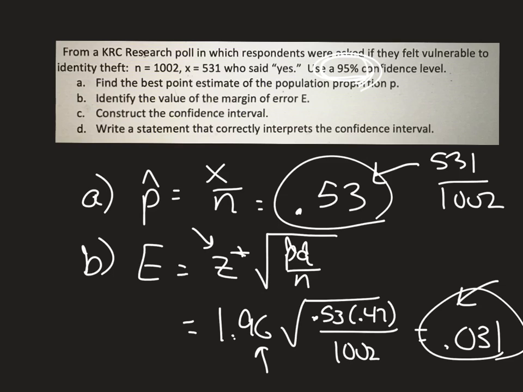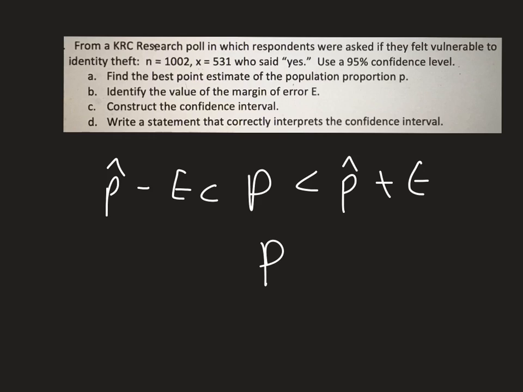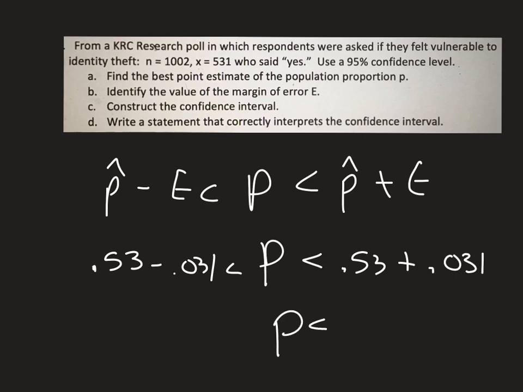Okay, let's turn the page here and go to part C. Part C says construct the confidence interval. All the confidence interval is, remember, was this right here. Your true p is p hat minus your margin of error and p hat plus your margin of error. And that's all it is. So my p hat was 0.53. My margin of error was 0.031. Over here, my p hat was still 0.53 and margin of error was 0.031. So all I'm going to do to get my true p is punch those in, 0.53 minus 0.031, and I get 0.499, and 0.53 plus 0.031, and I get 0.561.